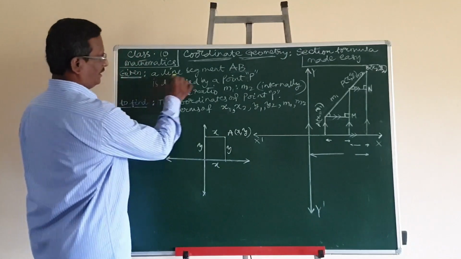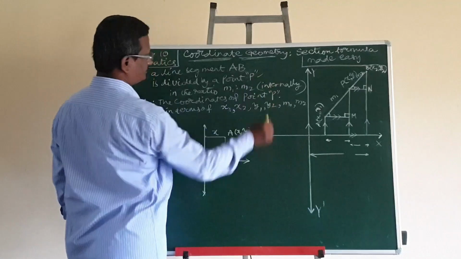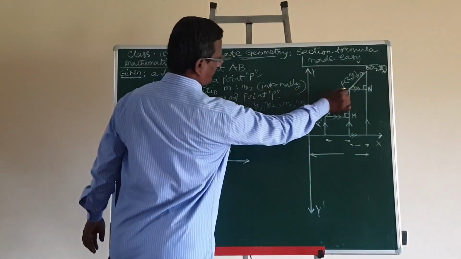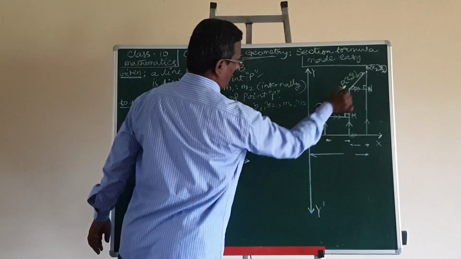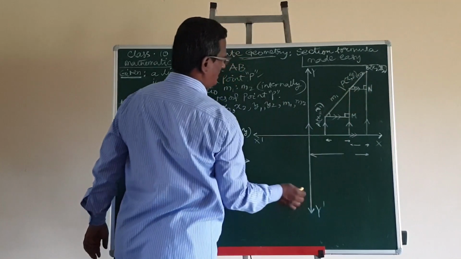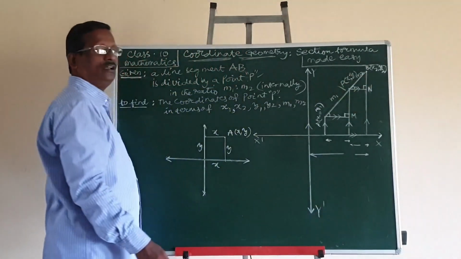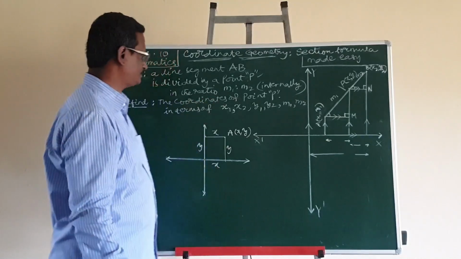The question or the derivation is like this. A line segment AB is divided by a point P. Since it is a line segment, with end points, this is A, this is B, this is P. Since the point P is on the line segment, we say point P is dividing line segment AB internally.